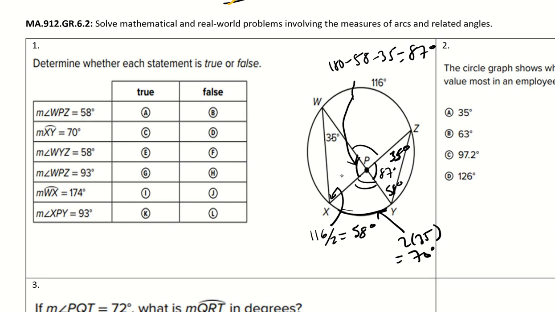To get this angle, it's going to be 93 degrees, because 87 and 93 have to add up to 180. So 180 minus 87 is 93, because they're a linear pair. They form a line. And if that's 93, then this is 93. So we have a bunch of angles there, and we should be able to determine this. WPZ is 58? No, that's false. It's actually 93, sorry. WPZ is 93, not 58.